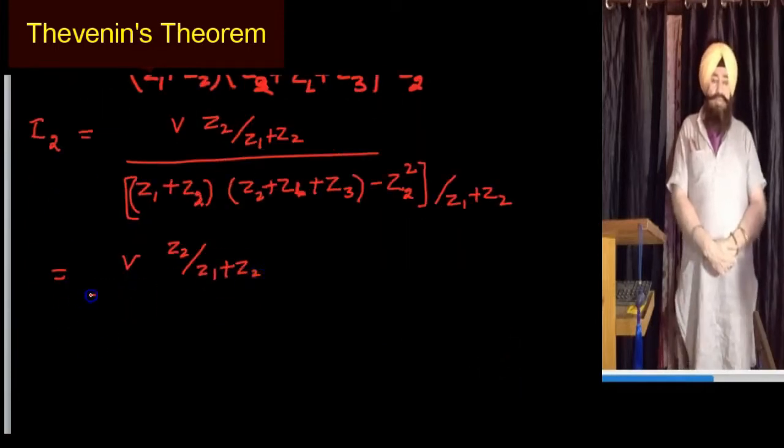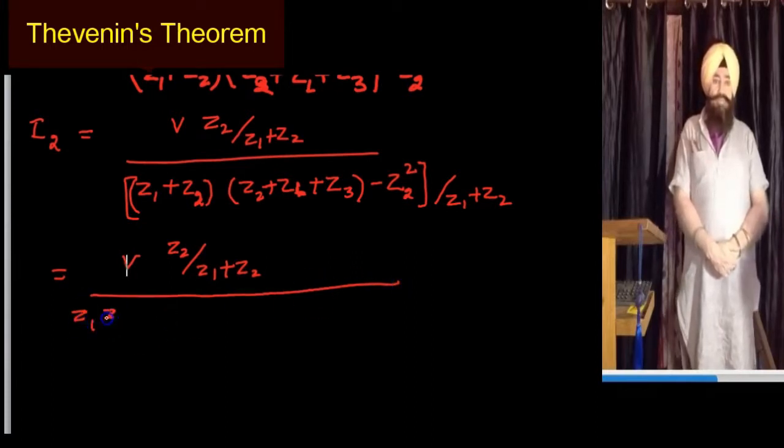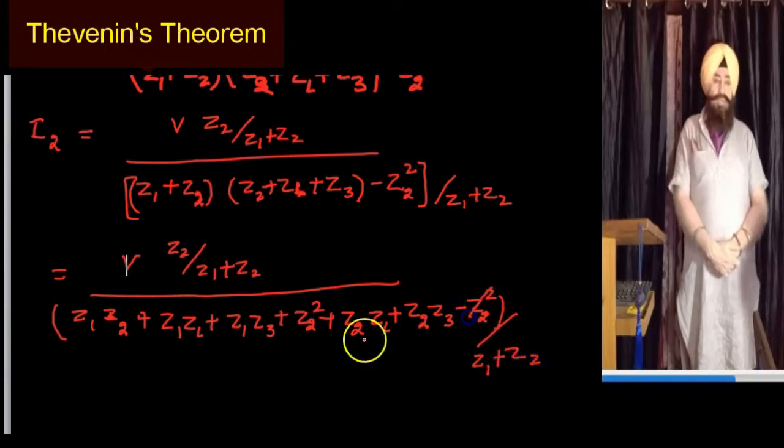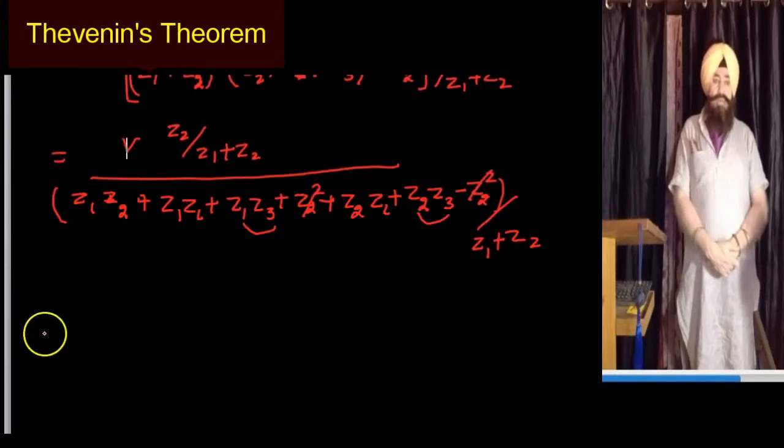Now from the denominator, open the bracket. Just go for multiplication. And note down here Z2 square cancels out. And Z1, Z3 can be combined.